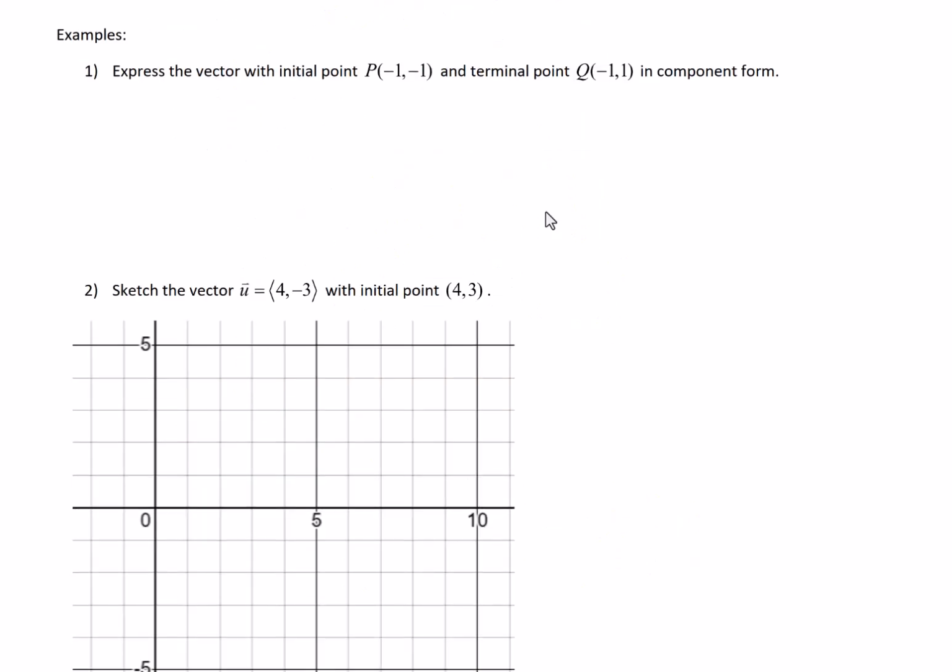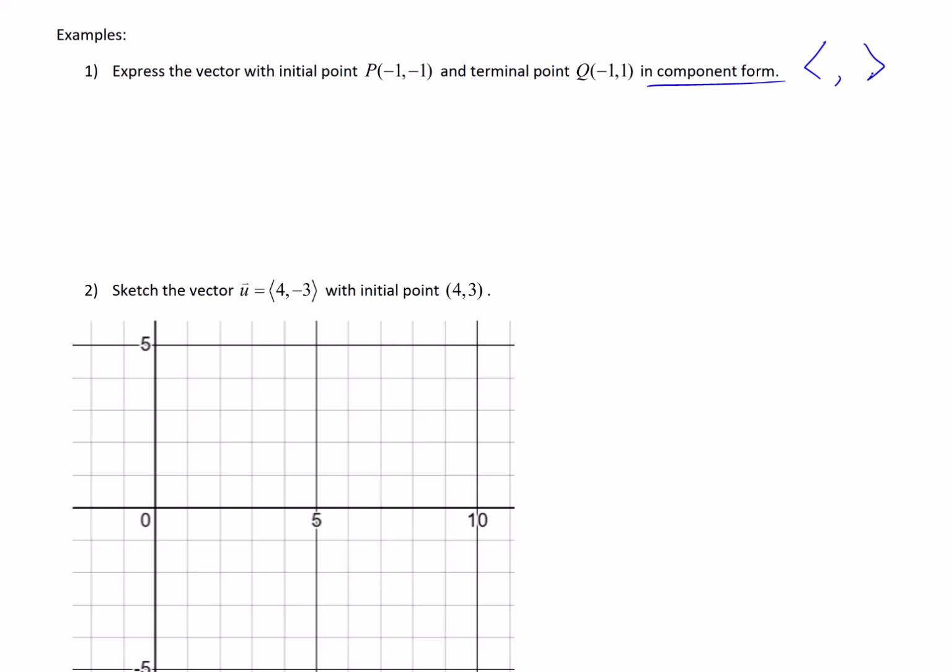All right, let's try some examples now to see if we can put all this to work for us. Our first example says this: express the vector with initial point p, given coordinates -1, -1, and terminal point q, given components -1, +1, in component form. Now remember, component form is where you have the arrow brackets holding the components, horizontal, vertical, for the vector. That's what we're looking for here.